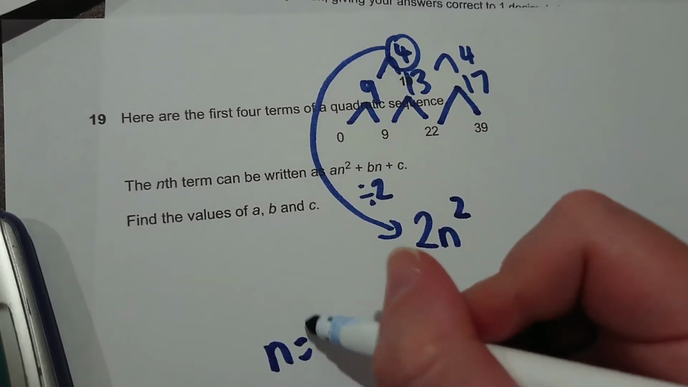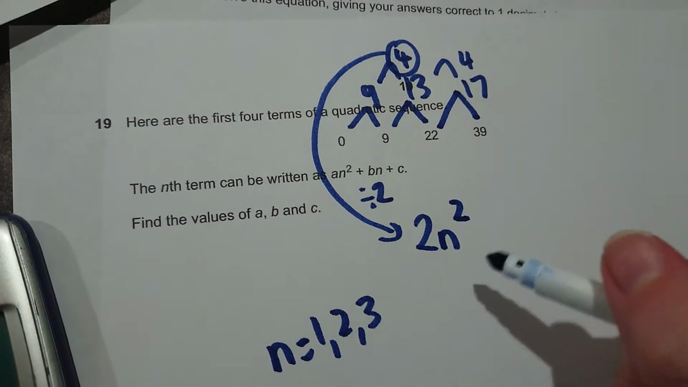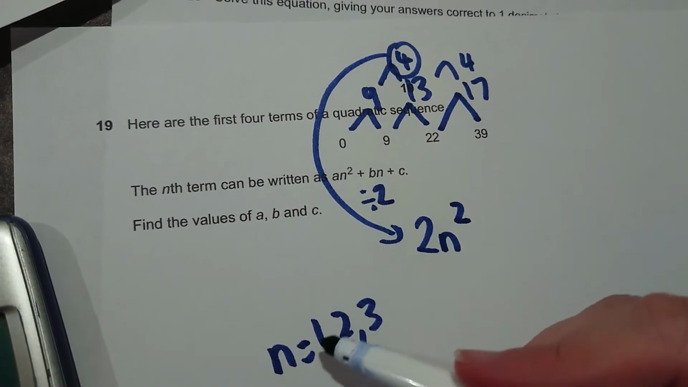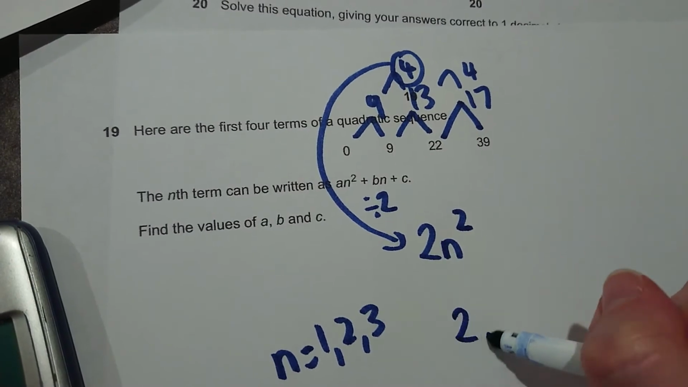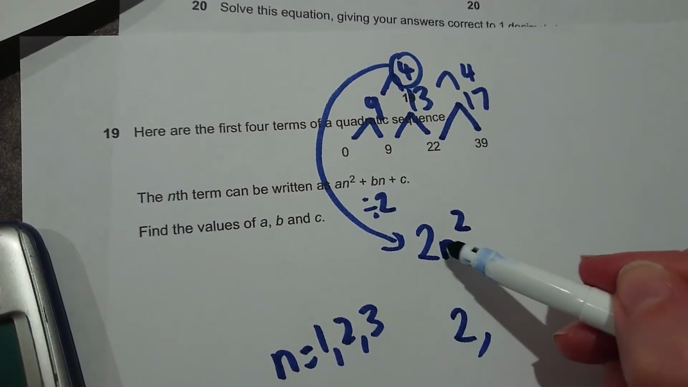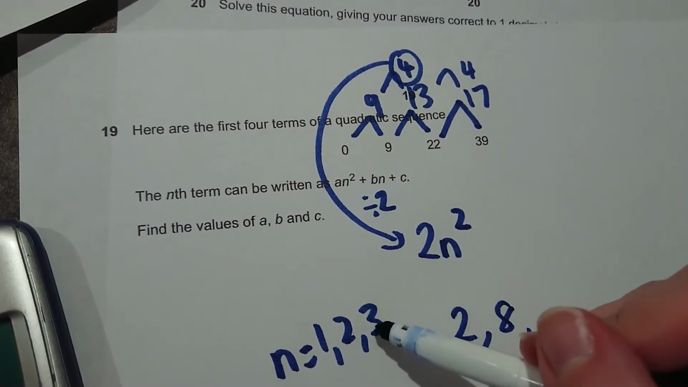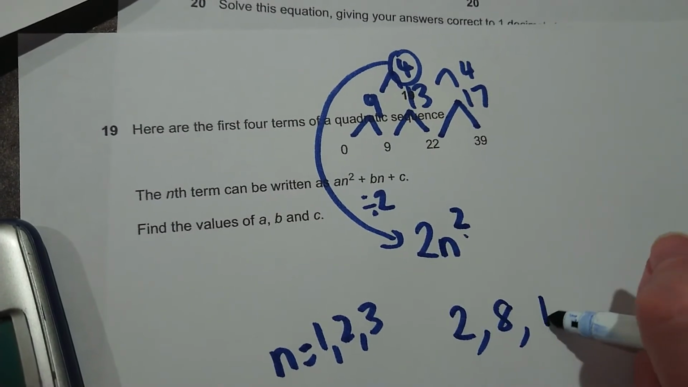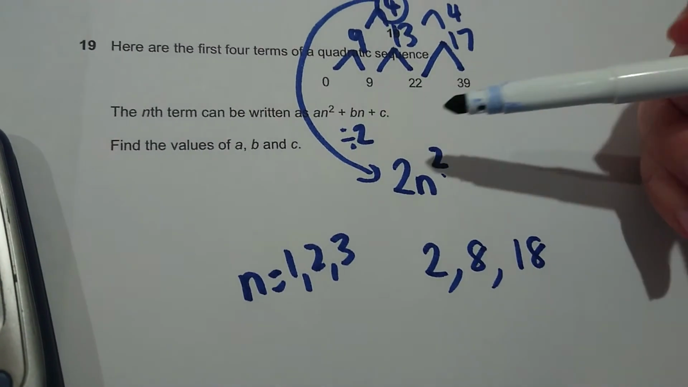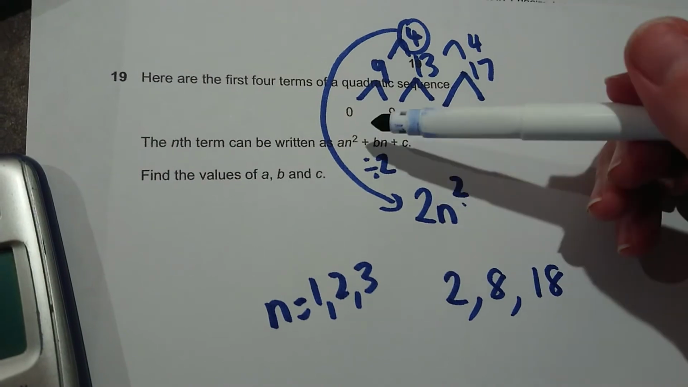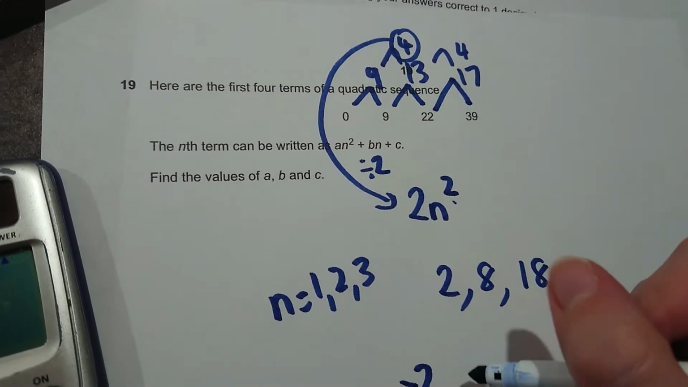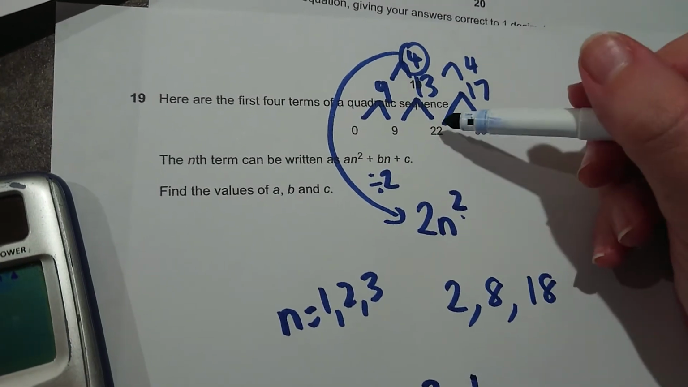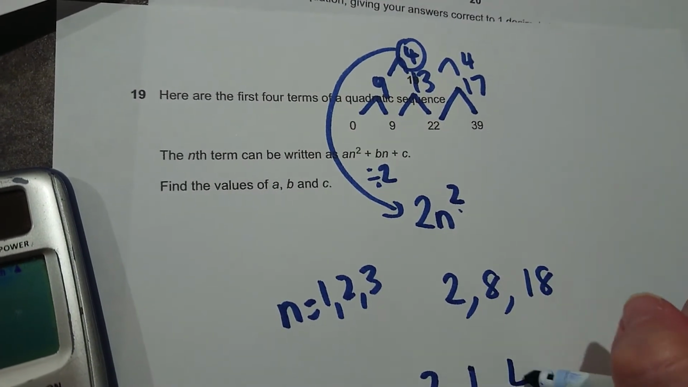Then you want to put in n equals 1, 2 and 3. So you square it, times by 2. 1 squared times by 2. 1 squared is 1, times by 2 is 2. 2 squared is 4, times by 2 is 8. 3 squared is 9, times by 2 is 18. So then how do I get from 2 to 0? I need to minus 2. 8 to 9, I need to add 1. 18 to 22, I need to add 4.